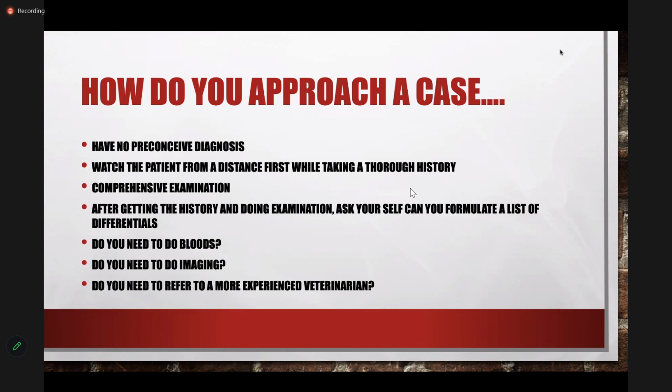The third part is do a comprehensive examination. So a comprehensive examination must happen after your history taking. So when we say a comprehensive examination, what is included in a comprehensive examination? Could you give me an example of the information that you need to get for a comprehensive examination?